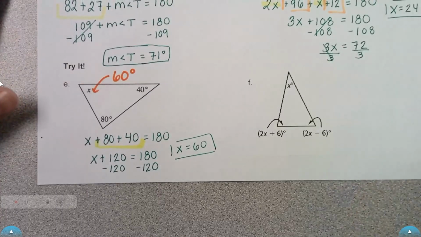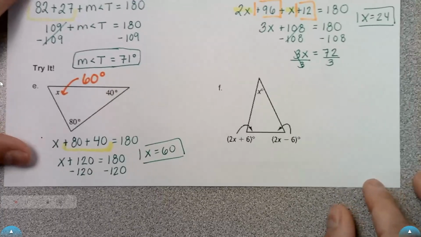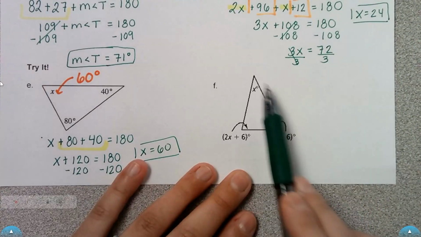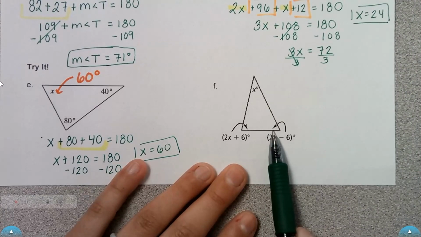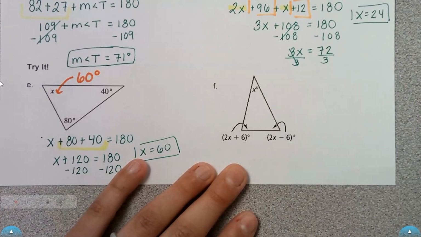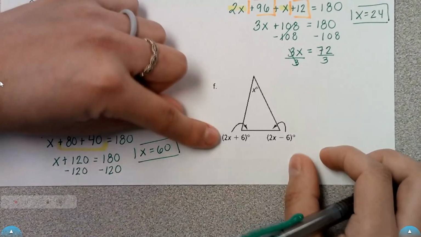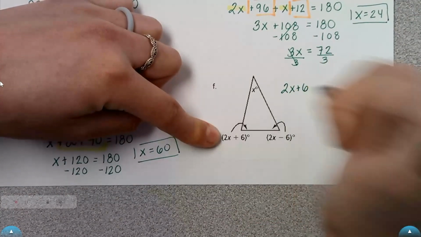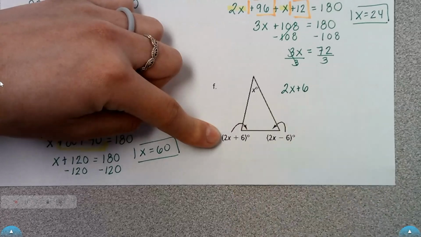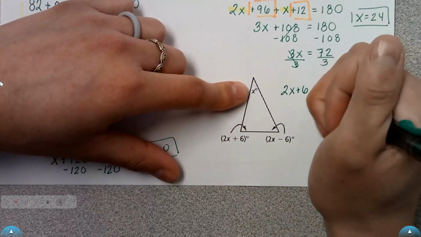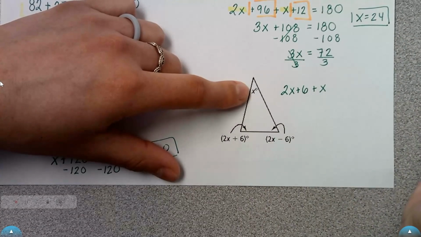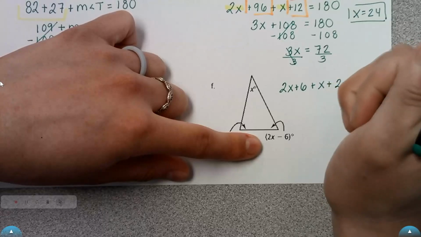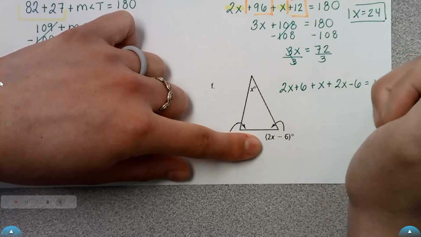Okay, let's try that last one, letter F. For letter F, you have three angles. So angle 1, 2, 3. You need to add all three together and equal them to 180. Okay, so I have 2x plus 6, right? This is all together. That's one angle. Okay, I have plus x. That's my second angle. Then plus this 2x minus 6 equals 180.